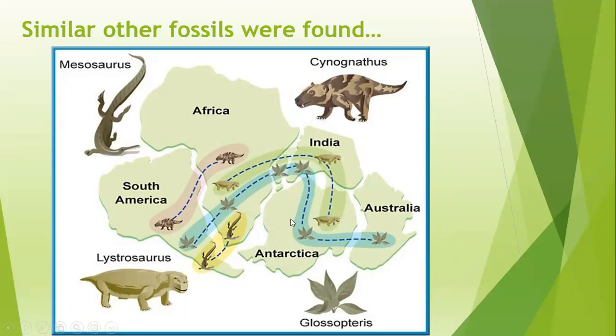Alfred Wegener's first evidence was that he found the same fossil of the same species from the same age in two different continents, which have totally different climates and are very far away from each other. So how can you have the same fossils from the same age in two different continents? This was his first evidence.